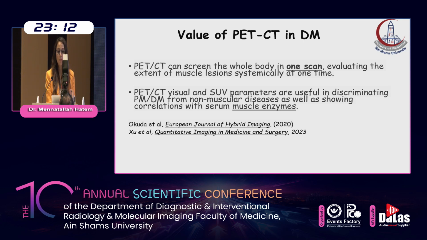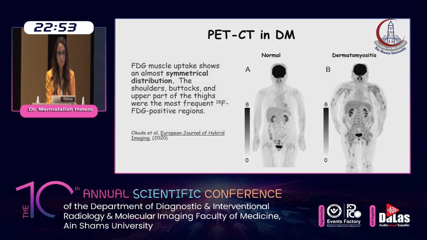PET-CT can screen the whole body in one scan, evaluating the extent of muscle lesions systemically at one time. Also, the visual and SUV parameters are useful in discriminating polymyositis and dermatomyositis from non-muscular diseases, as well as showing correlation with serum muscle enzymes. In this case, this is a normal PET-CT with normal physiologic muscle uptake. In this case of dermatomyositis, the FDG uptake is almost bilateral symmetrical, including the shoulder and the proximal arm muscles, as well as the proximal thigh muscles.